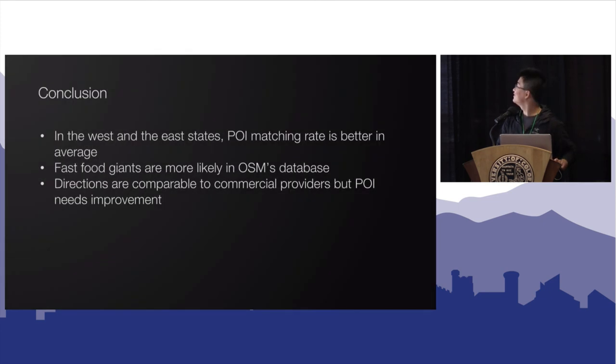So this is our conclusion. Let me close it up. In the West and East, the point of interest matching rate is better on average, and fast food giants are more likely to appear in OSM's database. Directions are comparable to commercial providers like Google Maps, but the POI really needs improvement.